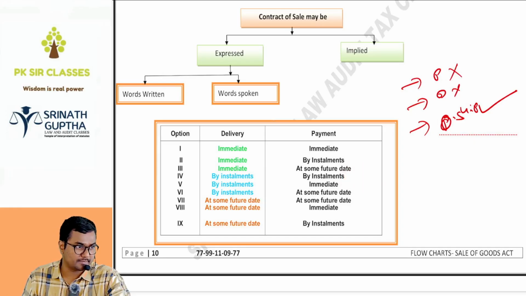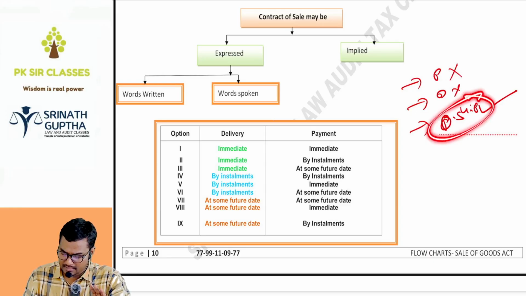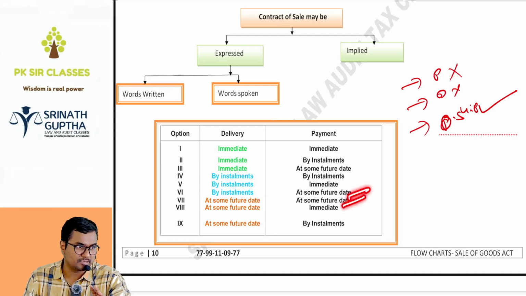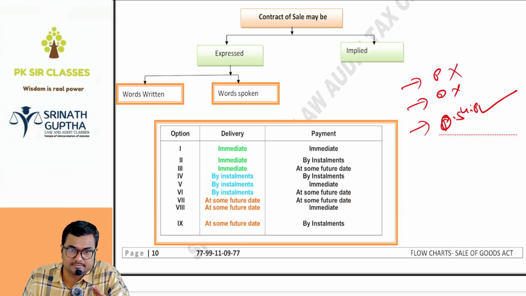Any combination can happen. But what is more important? Don't bother about delivery and payment. It's secondary. Delivery may be tomorrow, the next day, but payment may be immediate, or in installments, or in the future. Done. So first priority should be given to ownership.